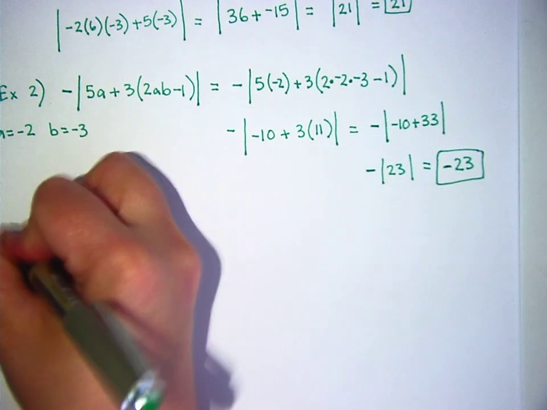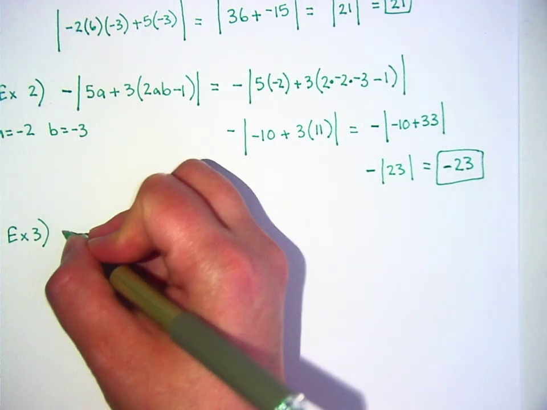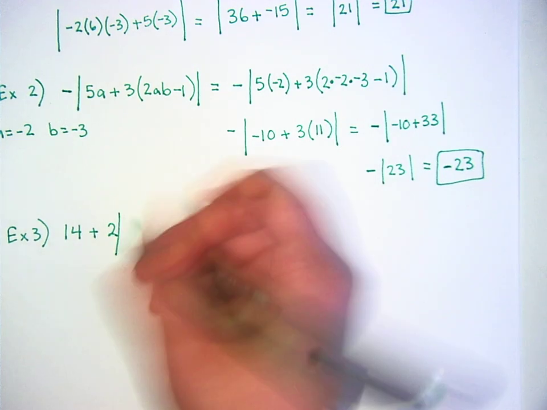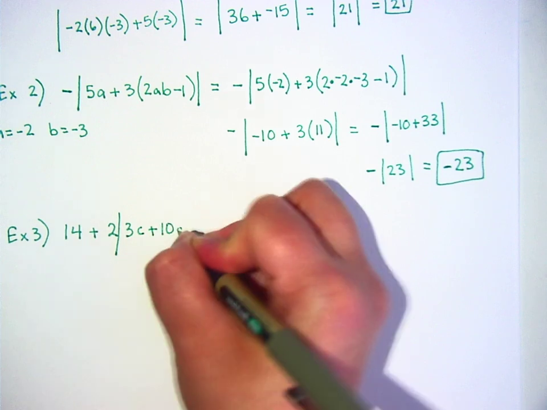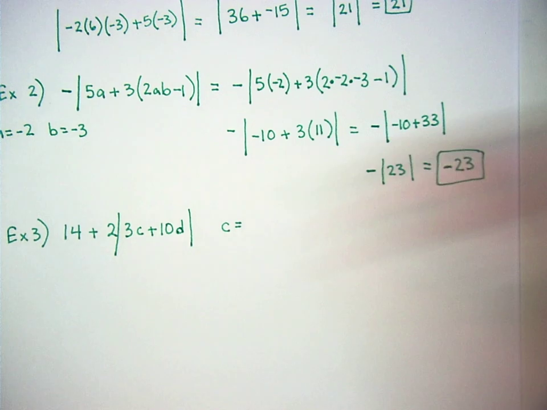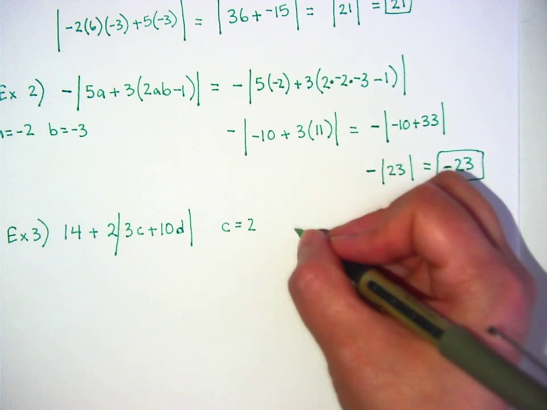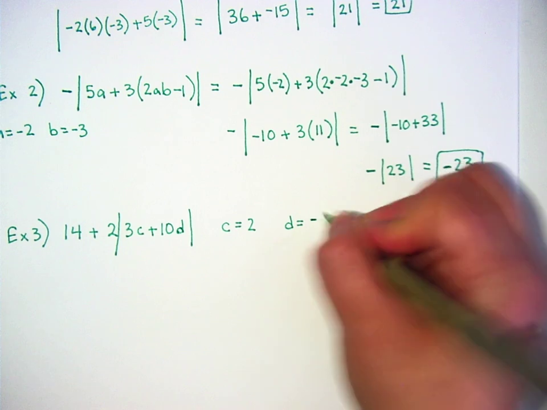Okay. Example 3, this one's worth the prize. Let's do 14 plus 2, absolute value, 3c plus 10d, absolute value, where c is 2 and d is negative 1/2.